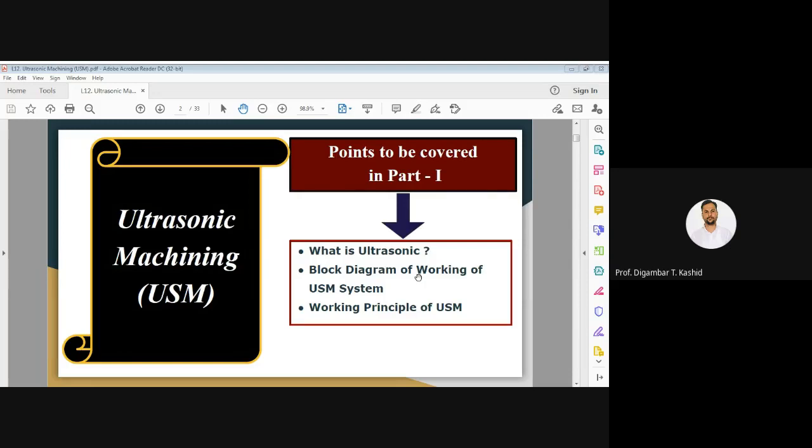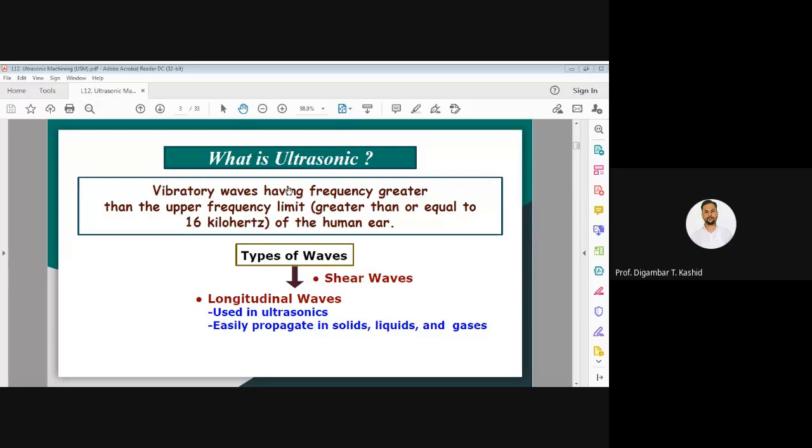After that, in part two, we are going to see the other points. So let us start with the introduction, and in the introduction, we'll cover the first question: what is ultrasonic?